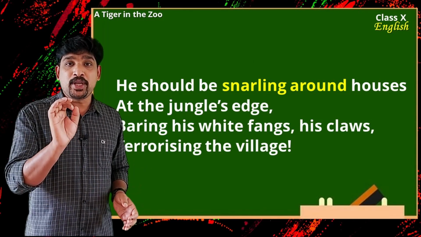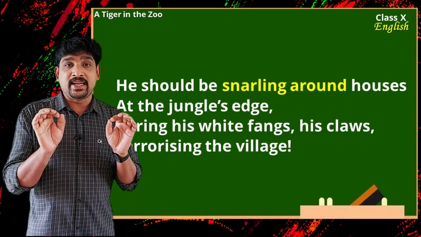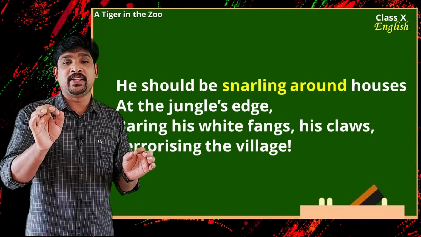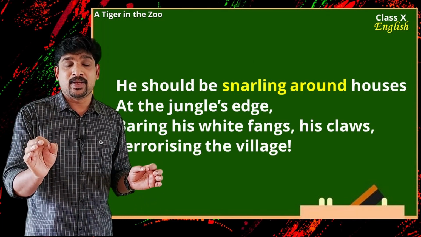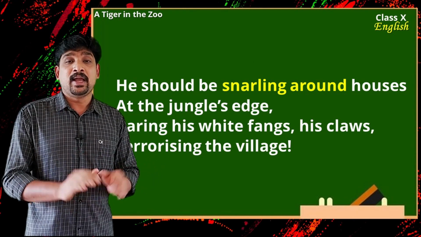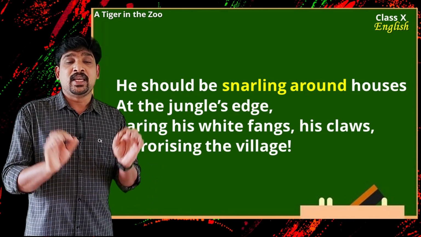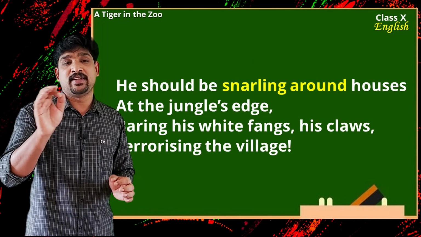The tiger might be going around the houses near the forest and frightening the people living there in that village. Not only by snarling, but by baring or showing his sharp teeth and claws, or the nails, he would have been terrorizing or frightening the villagers.